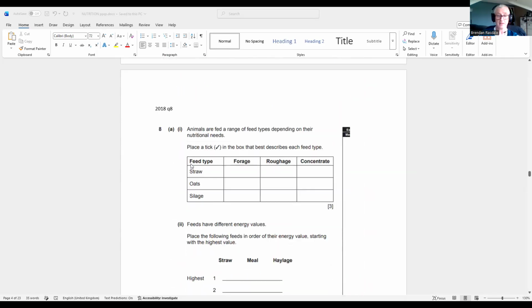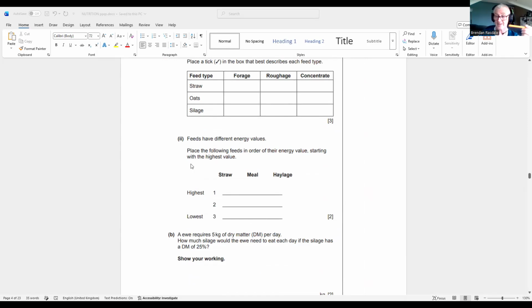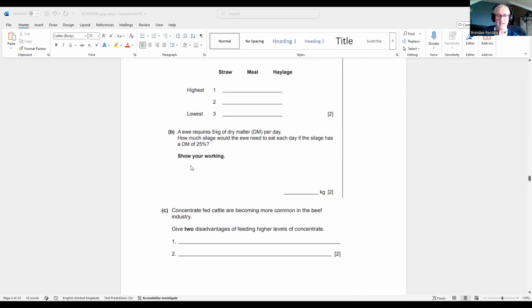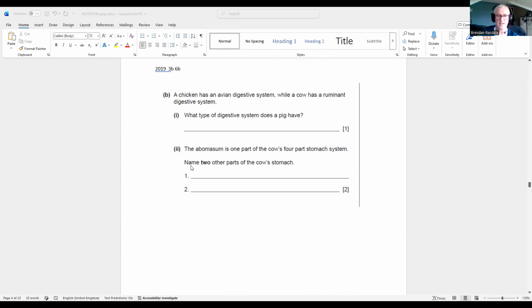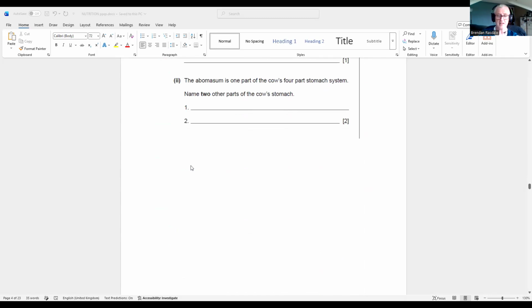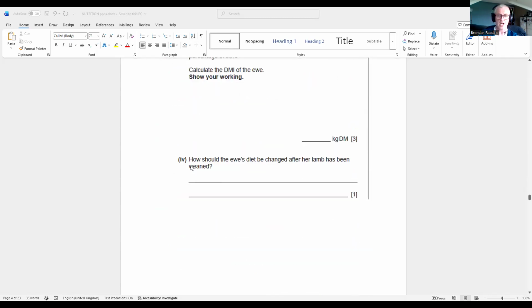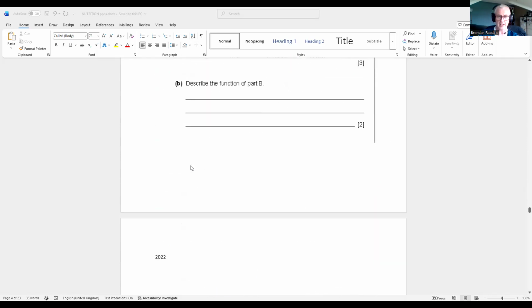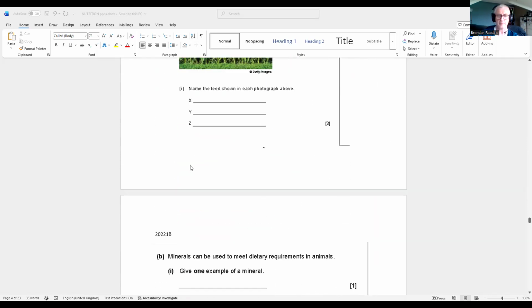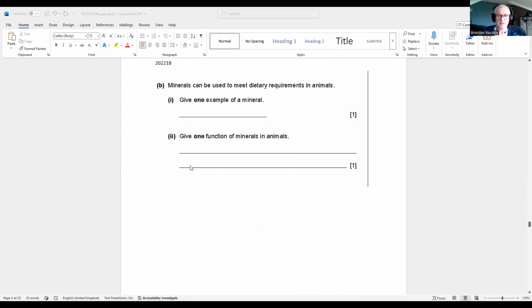Where are we on to now? We're on to 2018. God, there are so many. You can see the volume of questions that there are on this. Okay, energy from them, types, name them. The abomasum, remember two other parts of the question. That was a good enough question. Another dry matter, another diagram. All right, we should be okay here. We're up to 2022.